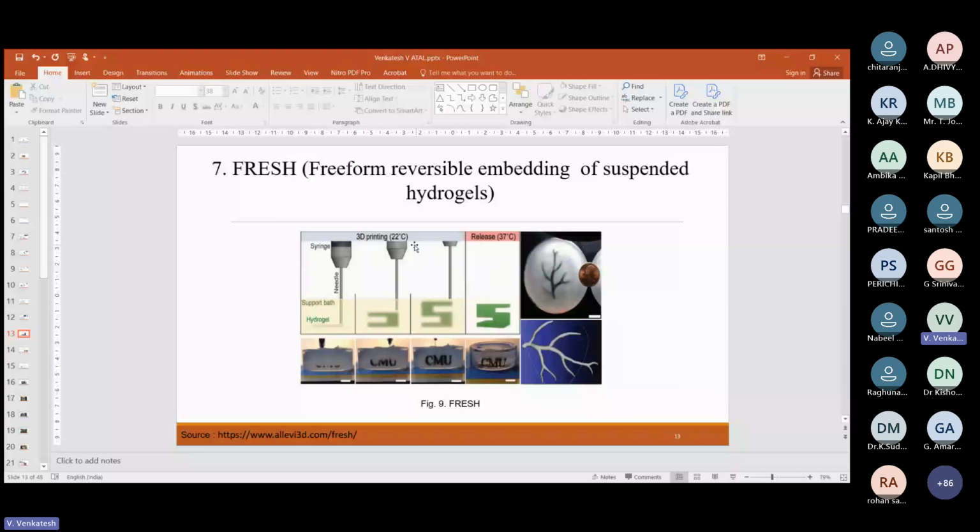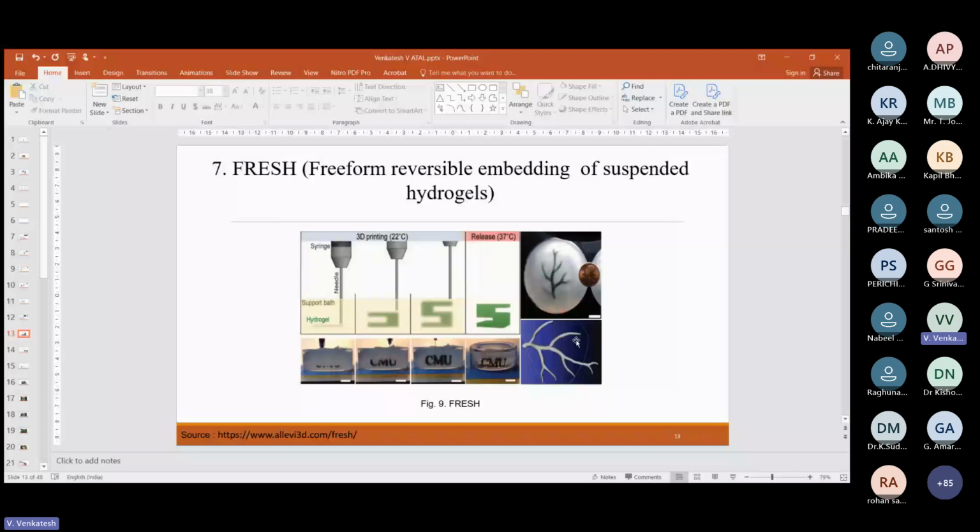A few years back, nearly 3 to 4 years back, one researcher developed a new technology in 3D printing, which is used for biomedical applications, which is termed FRESH. Its full form is Freeform Reversible Embedding of Suspended Hydrogels. So here, without support structure, you will be printing the final product within a bath of gel. After that, when you heat the entire platform or the entire petri dish up to a particular temperature where the supporting gel gets melted, you will get the final product.